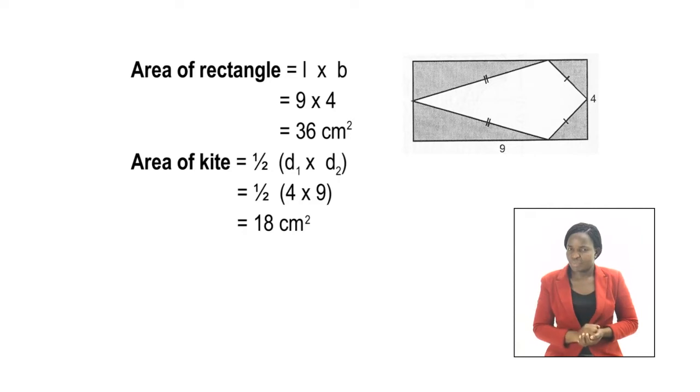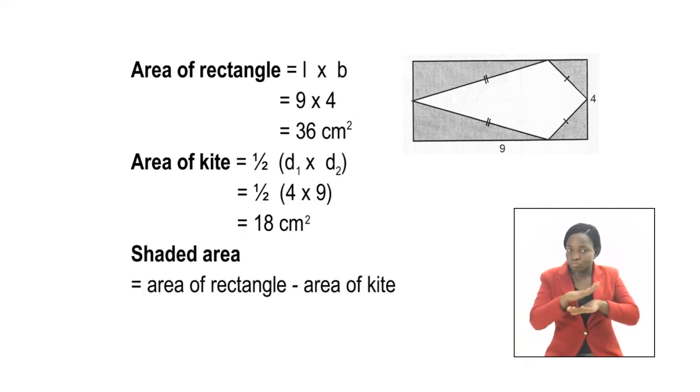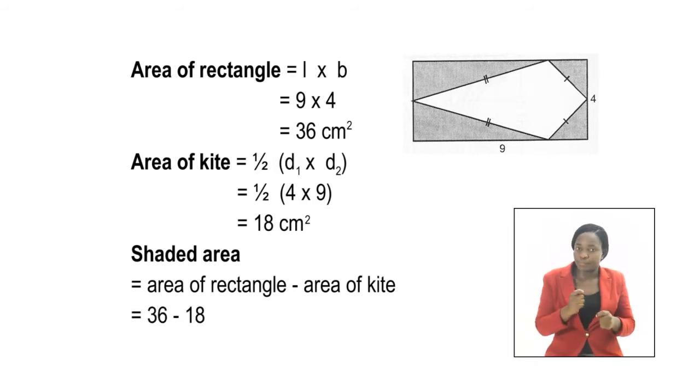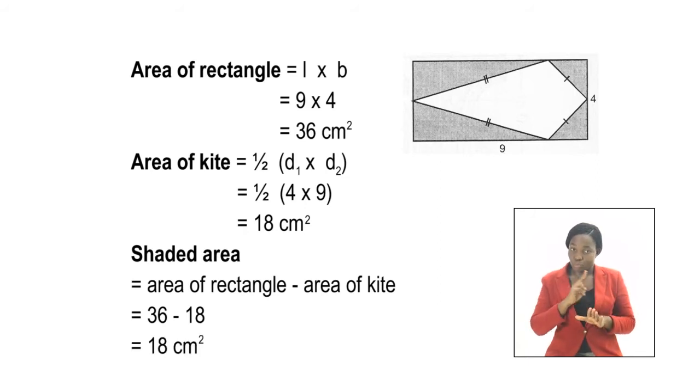Don't forget now, we need to subtract the area of the kite from the area of the rectangle. We do 36 minus 18, and the answer is 18 centimeters squared. Done! Wow, this is easy. I don't know why I thought we would struggle so much. Yes, once you know all your formulae, it is not that difficult. What is the next example?